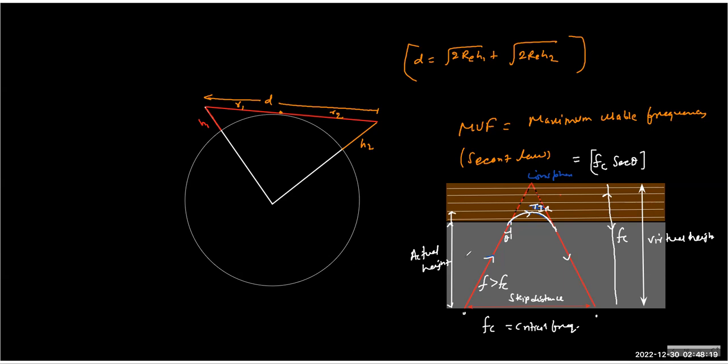So as you go high, the idea is every layer of this atmosphere is capable of sending back a certain frequency. The maximum frequency they can send back, if it is incident normally, is called the critical value. Now the maximum usable frequency means if you tilt the same signal at some angle theta, then you can actually send a signal which has higher frequency than the critical value. That's the whole idea of MUF. And it's called the secant law because there is a formula, MUF equals FC sec theta. So just remember this.